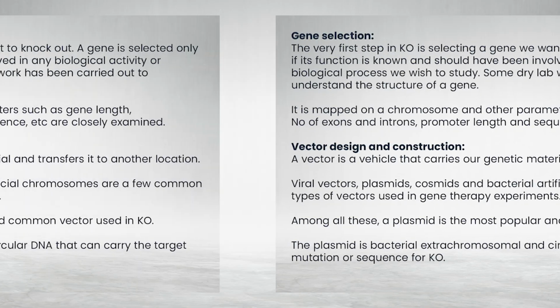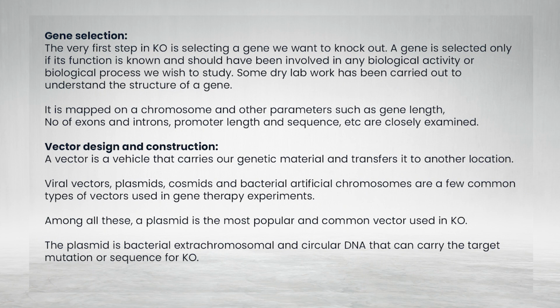As mentioned previously, the first step is gene selection. The very first step in KO is selecting a gene we want to knock out. A gene is selected only if its function is well known and it should have been involved in the biological activity or biological process we wish to study. Some dry lab work is carried out to understand the structure of a gene. It is mapped on a chromosome, and other parameters such as gene length, number of exons and introns, promoter length and sequence etc. are closely examined in this step.